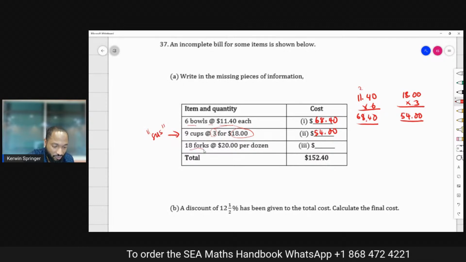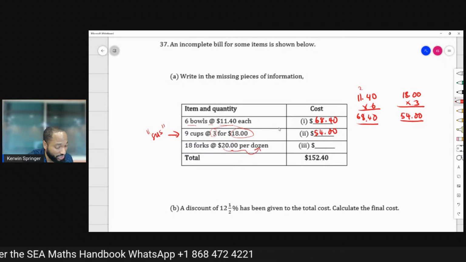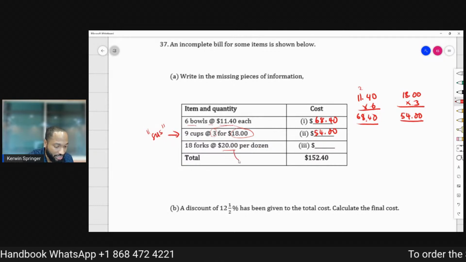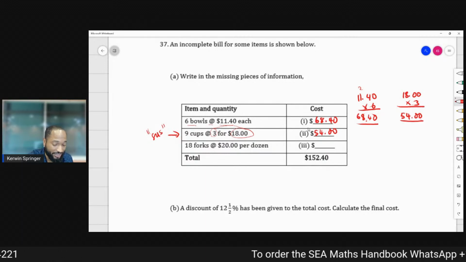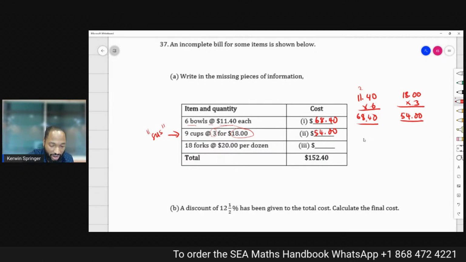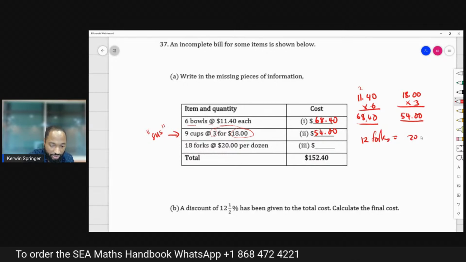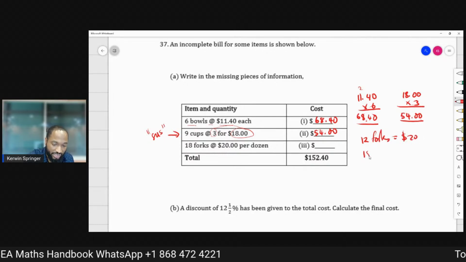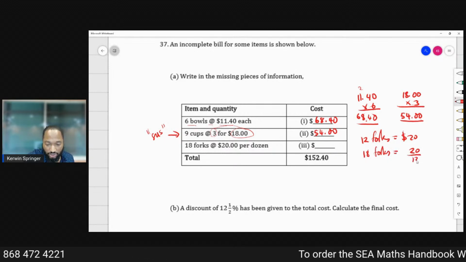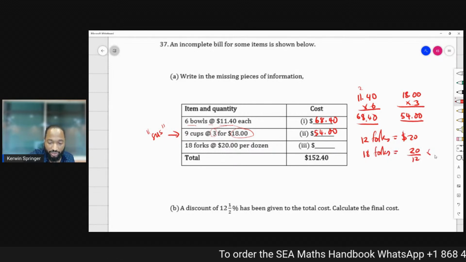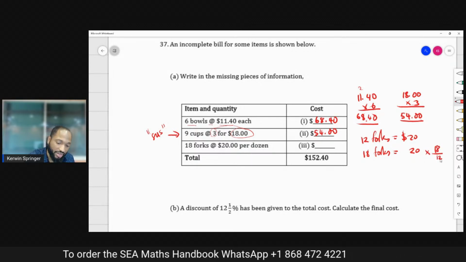And 18 forks at $20 per dozen. You see how they tricky out here? $20 per dozen. I buy 18. So 12 forks, let me write it down. 12 forks equal $20. But 18 forks would be equal to the cost for 1 fork, which is 20 divided by 12, multiplied by 18. Or you could put 18 over 12, the reciprocal, like that.